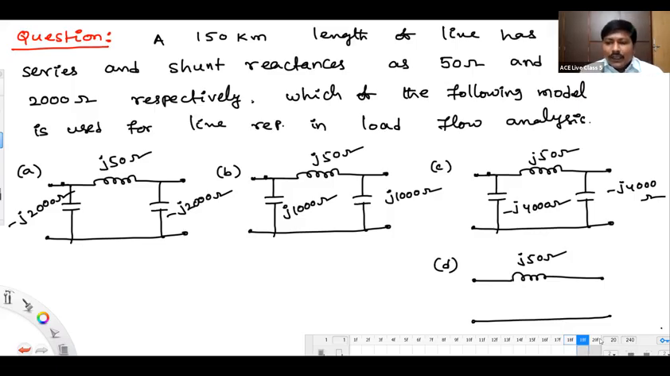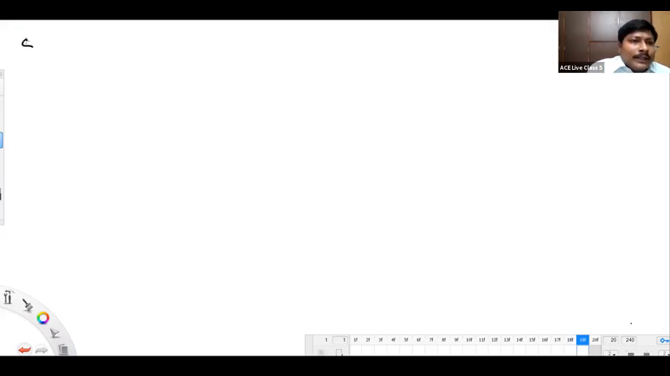First of all, according to the problem, we know naturally the series element is inductive in nature, and the shunt element is capacitive in nature. Series inductive reactance XL is 50 ohms. Shunt capacitive reactance, we know, is 2000 ohms.